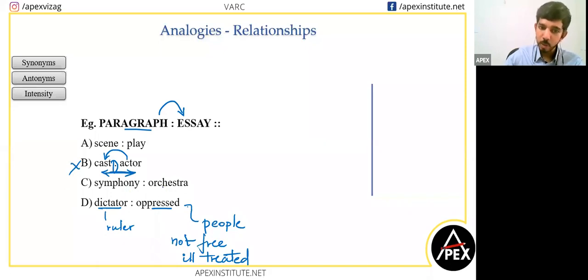And symphony is a part of orchestra? No. Orchestra are a group of musicians. One plays one instrument, other plays some other instrument. They create a symphony. So orchestra are the musicians who play and they create a symphony. So symphony cannot be part of orchestra. No. So this is not right.